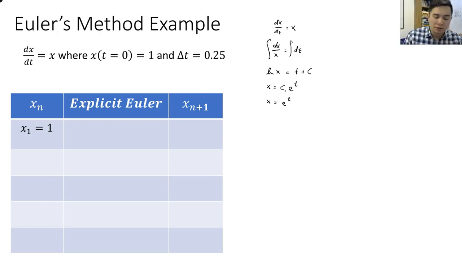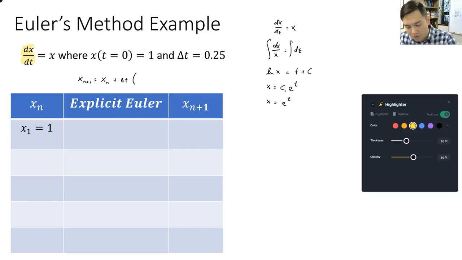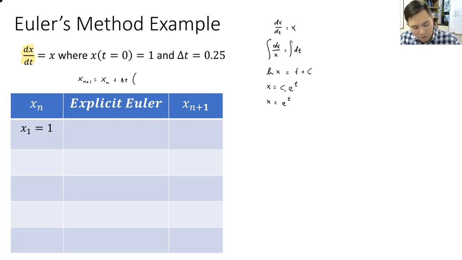Okay, now let's approach this problem from the explicit Euler. And so what's the explicit Euler equation for this? That would be x_{n+1} is equal to x_n plus delta t times dx/dt, which in our case, we're going to simply say is equal to x.